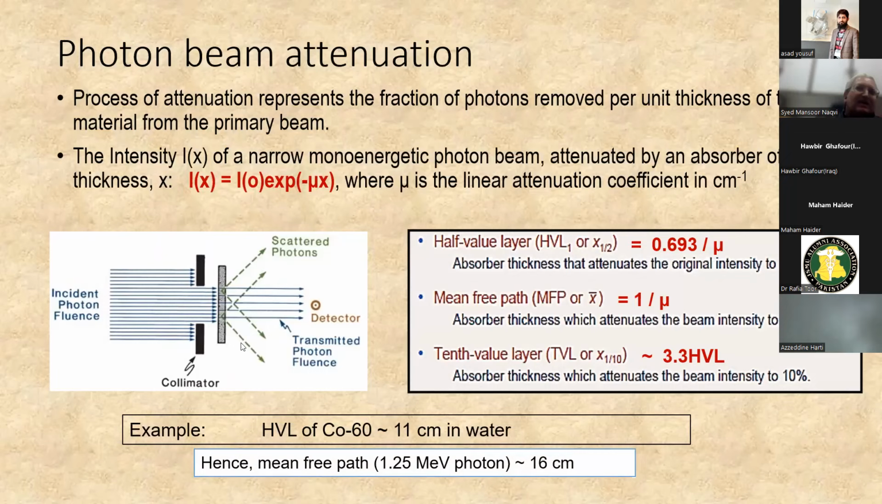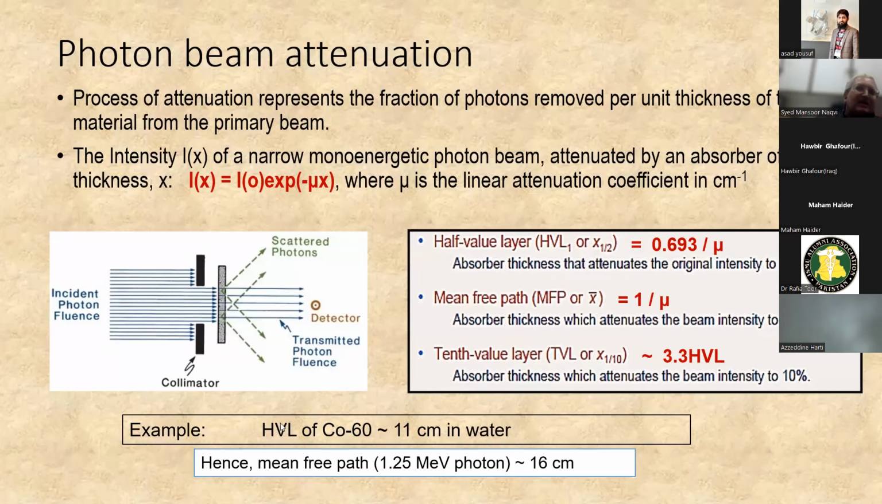With this diagram, we have the concepts of half value layer, mean free path, and tenth value layer. Half value layer is defined as the absorber thickness that attenuates the original intensity to 50%. So we place a material that attenuates the beam by around 50%, and that is considered the half value layer. The concept is quite similar to half life. And these are the formulas, and the tenth value layer is important for shielding calculation.